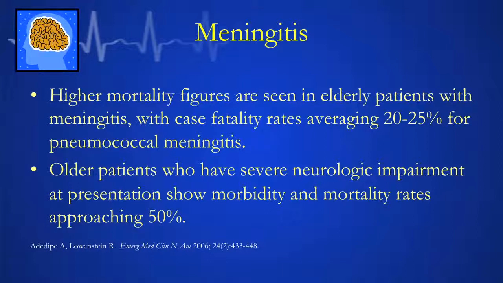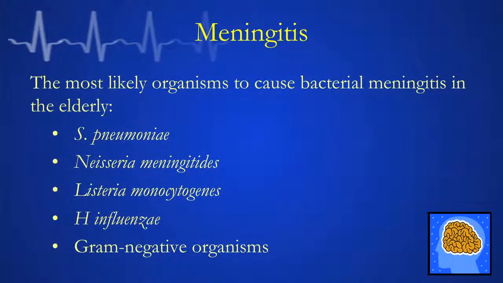And a lot of times by the time they get to us, because their complaints probably have been subtle, they're more falling into this category. The most likely organisms to cause bacterial meningitis in the elderly are strep pneumo, Neisseria, Listeria, Haemophilus influenzae, and gram-negative organisms. And again, this slide is important because we start our antibiotics right away before CT, before LP, and it's your combination of Rocephin plus Vanco plus or minus ampicillin plus or minus acyclovir.